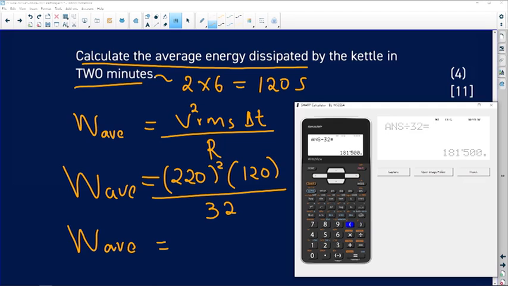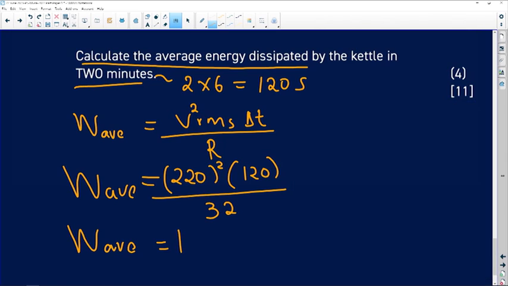What answer do we get there? We get 181,500, and don't forget it's joules. This one is just calculations: you punch it into your calculator. Don't forget to change the time into seconds, because we were given minutes. Now grade 12, this is how you answer question 9, which is electrodynamics.